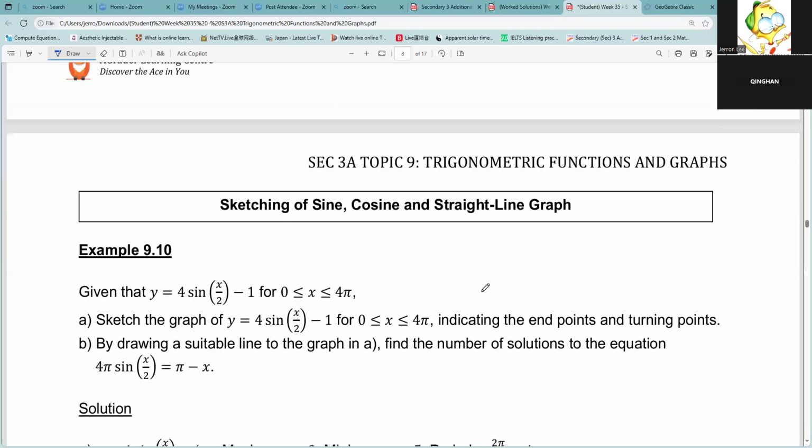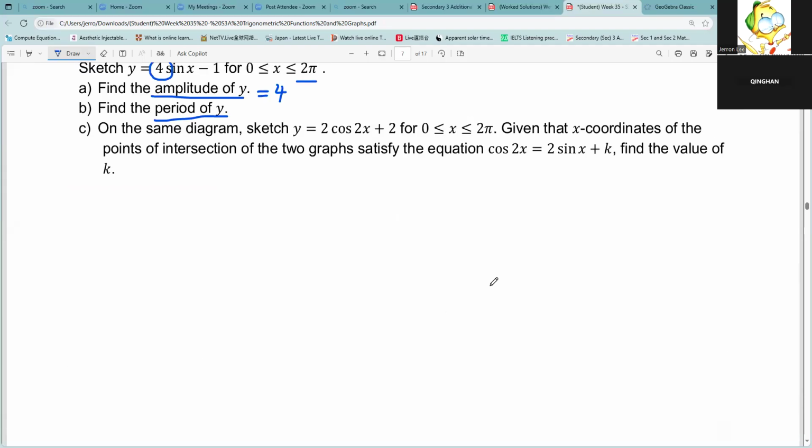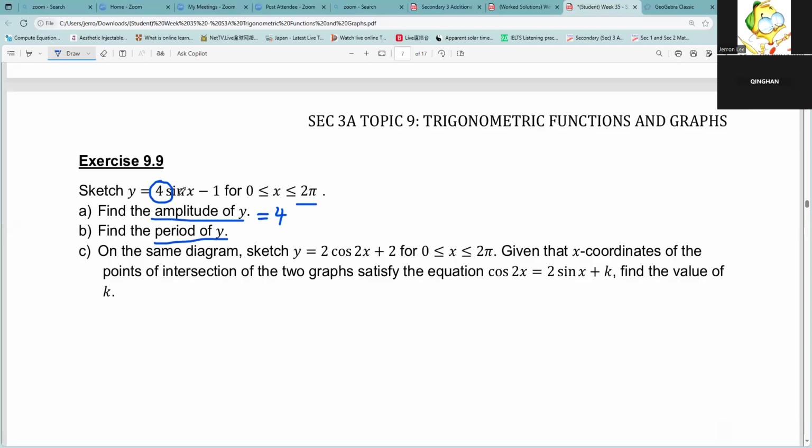Now, coming back to this, that means the amplitude is looking at whatever is in front of your sine. So in front of sine x is 4, right? Then the amplitude of y is just 4, okay?